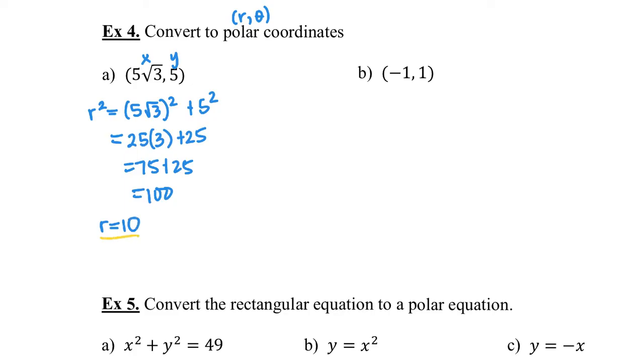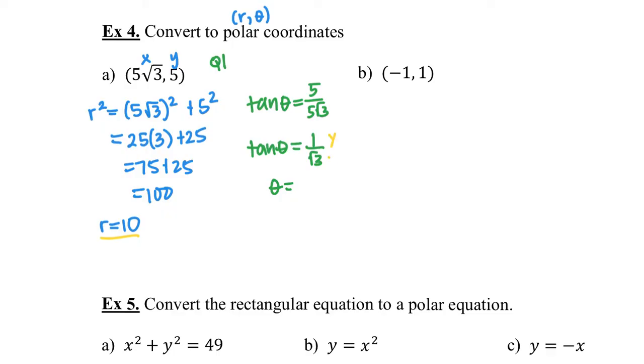Okay, now to get the theta value, I'm going to use the fact that tangent of theta equals y over x. Now I want to figure out where the tangent of theta is 1 over root 3. I'm going to have to consider the quadrant this is in because there is more than one location on the unit circle where this happens. Because this is positive and positive, this must be in quadrant 1. So I'm only going to consider the theta values in quadrant 1.